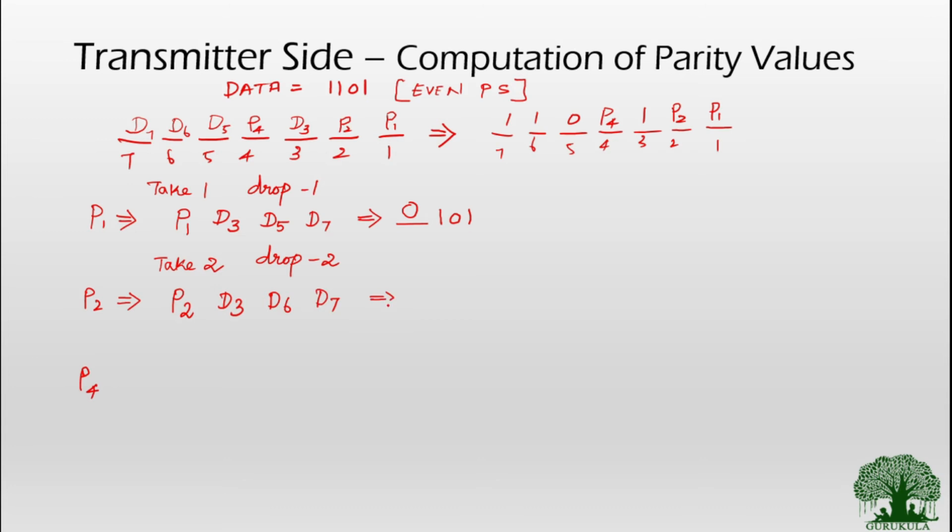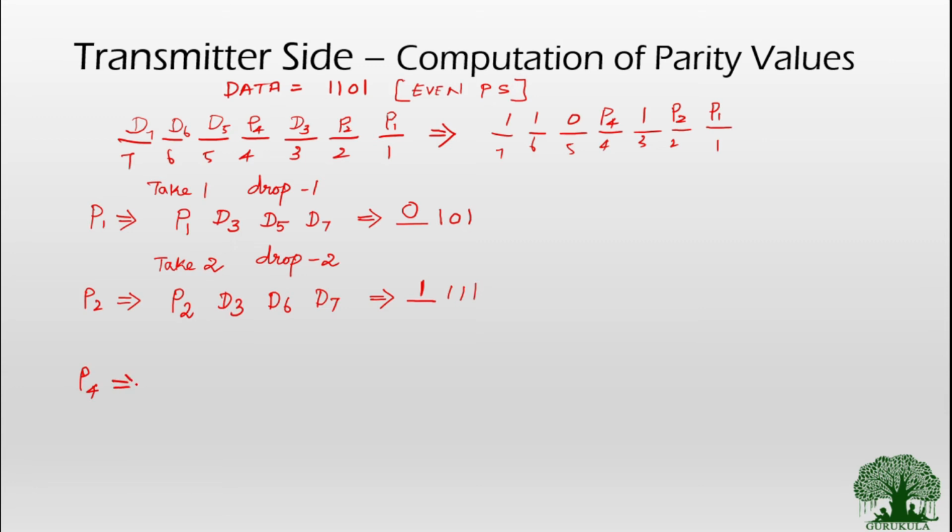Now I can calculate the value of P2. The P2 value will be dependent on D3, D6 and D7. What are the values of D3, D6 and D7? It is all ones: 1, 1 and 1. I am following the even parity system, but I have an odd number of ones in the data bits. So in order to make it even, my parity bit should be 1 here. So the value of P2 is 1.